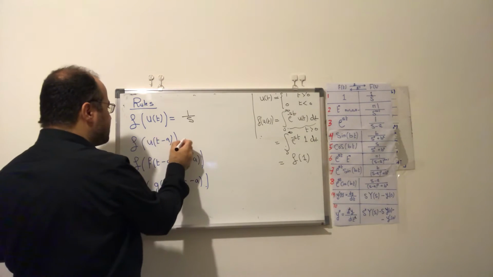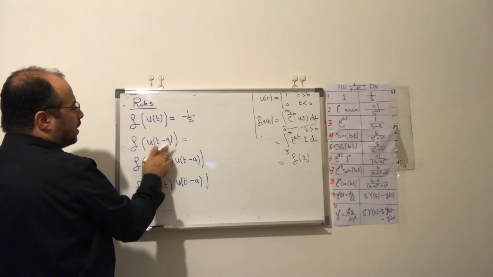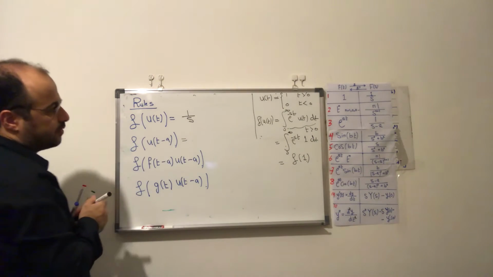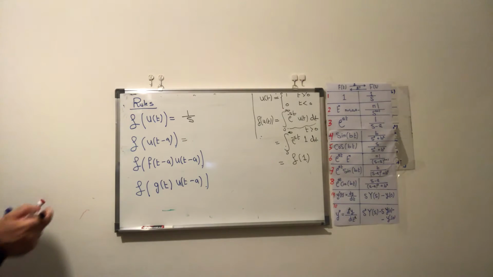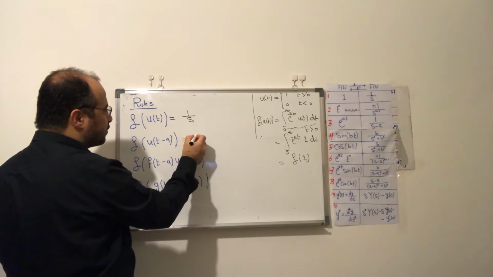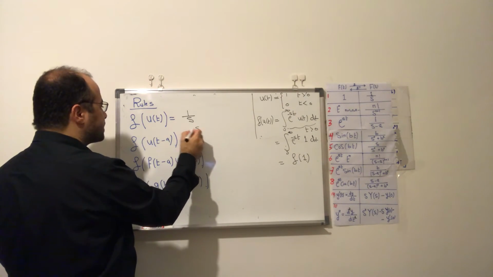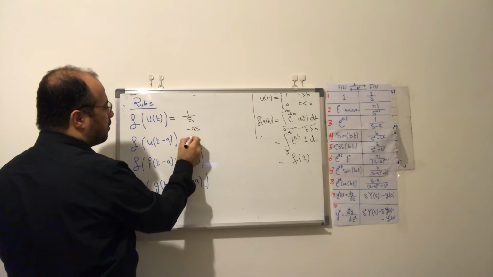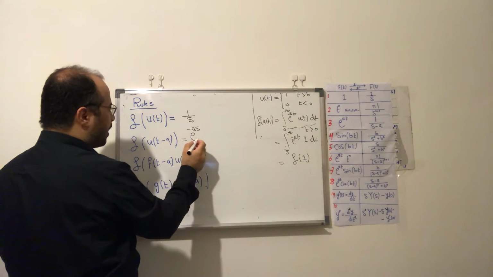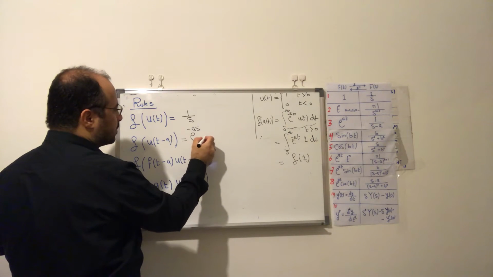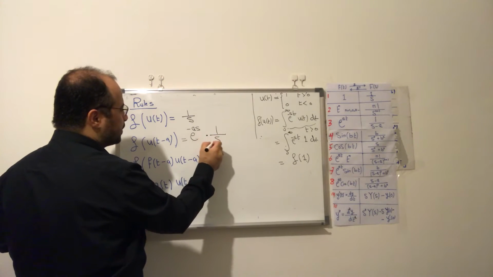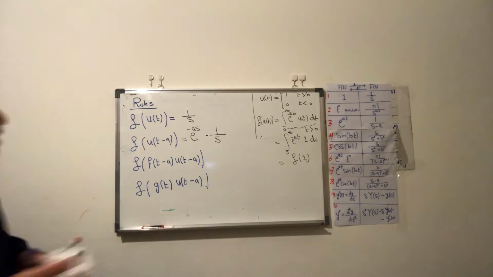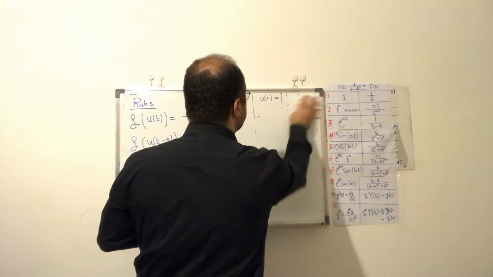Now what is the Laplace transform of the shifted Heaviside function? Let me show you the answer for this, and I will prove it for you. It is e to the power minus a s, with a minus sign, times 1 over s. How we got that, I will show you. It is very easy, applying the definition of Laplace transform here.